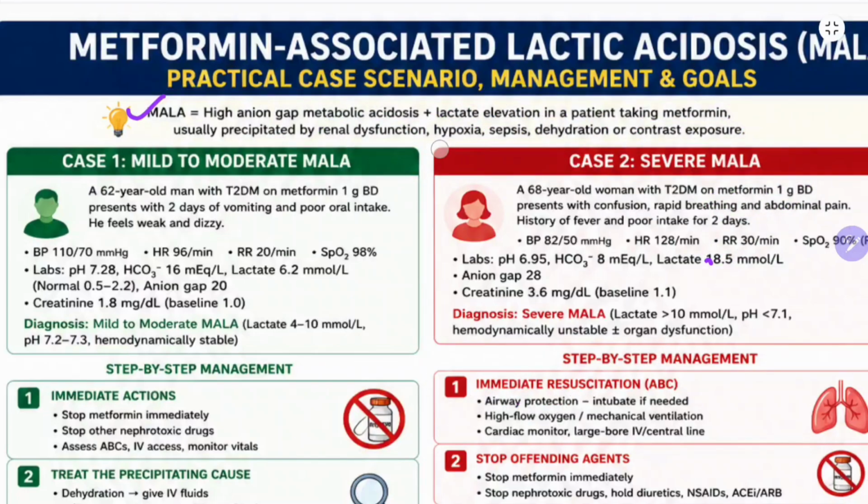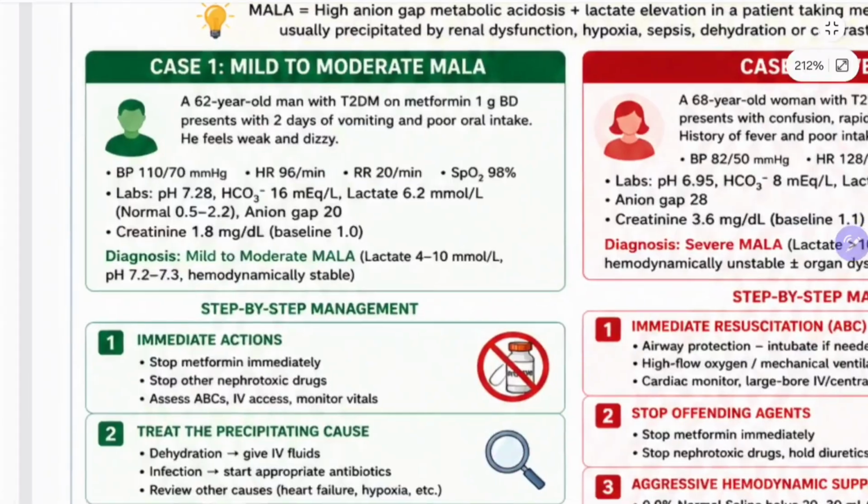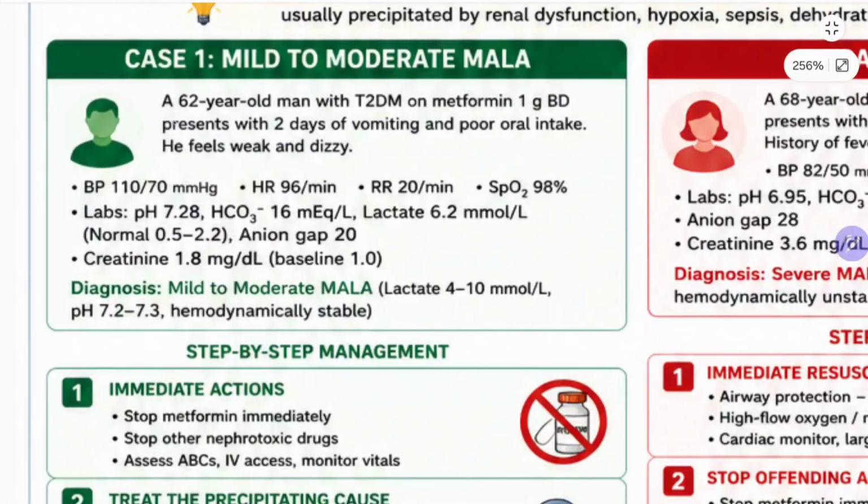Now coming to the management of mild to moderate MALA first. A 62-year-old man with type 2 diabetes mellitus on metformin 1 gram twice daily, meaning the maximum dose of 2 grams, presents with 2 days of vomiting and poor oral intake. He feels weak and dizzy. BP is 110/70, heart rate is 96, slight tachycardia, respiratory rate is 20, and SpO2 is 98%.